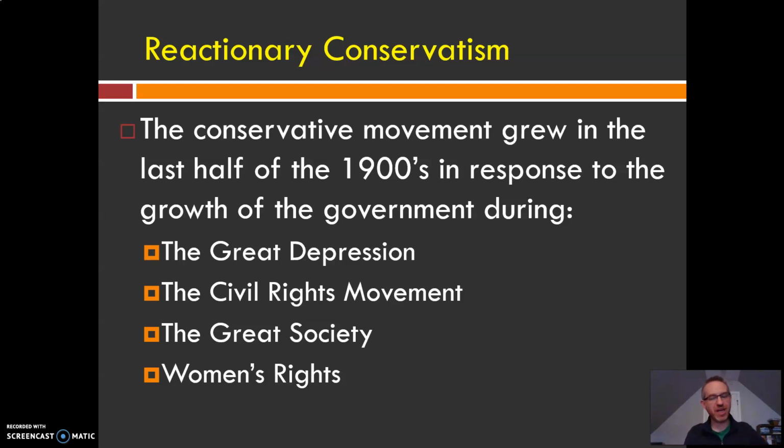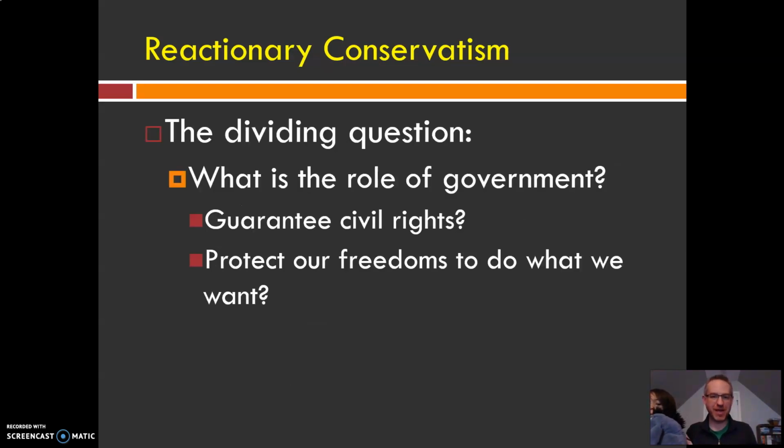The civil rights movement is a new way that the government has gotten involved in things that it wasn't before. It used to be that the states and individuals could decide, and now the government is inserting itself into the choices that people are making about how they treat people of different races. And then the women's rights movement is growing, and there's a segment of society that's a little bit concerned about this. There's this real question about what is the proper role of government? Is it to guarantee civil rights to all people, or is it to protect my freedom?